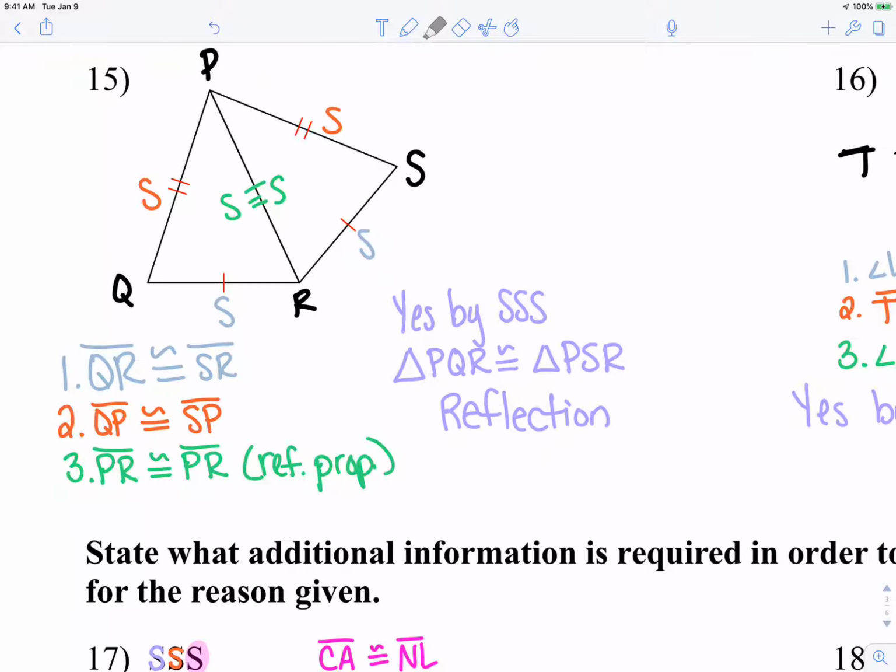All right, number 15, QR is congruent to SR. Then QP is congruent to SP, so QP, SP, those are congruent. And then the side in the middle counts as a pair of sides because it belongs to each triangle. So by the reflexive property, that's your third pair. And finally in the end, side, side, side, triangle PQR is congruent to triangle SPR, and that's a reflection.